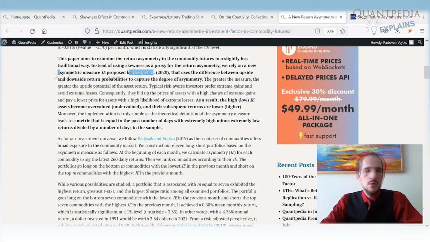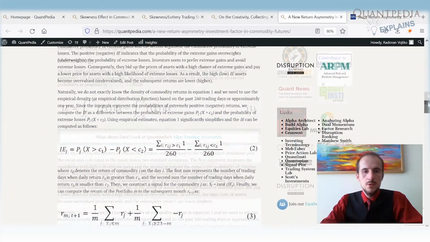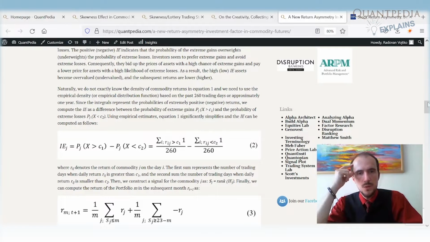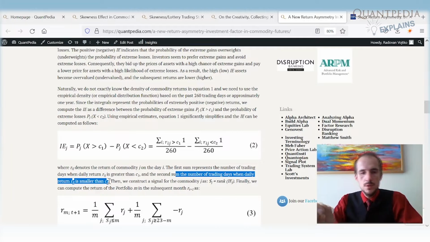The new asymmetry measure, shortly called AE, that's proposed by Zhang et al., is calculated as two integrals, but they can be simplified. And here is the resultant equation. Don't be afraid of this equation. Let's say that we take the returns over the last 260 trading days, and the resultant measure of asymmetry is calculated as a difference between two sums. The first sum represents the number of trading days when the daily return is greater than some threshold. The threshold in our case is calculated as the average return of the commodity over the last 260 days plus 2 standard deviations. And the second sum is the number of trading days when the daily return is smaller than some threshold. Again, the second threshold is calculated as the average return over the last 260 days minus 2 standard deviations.